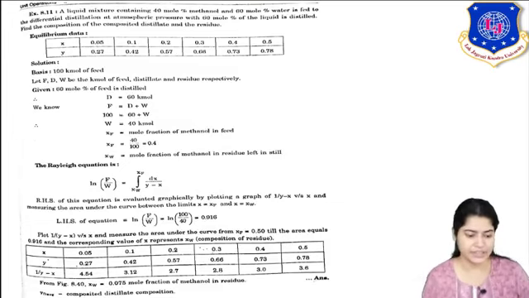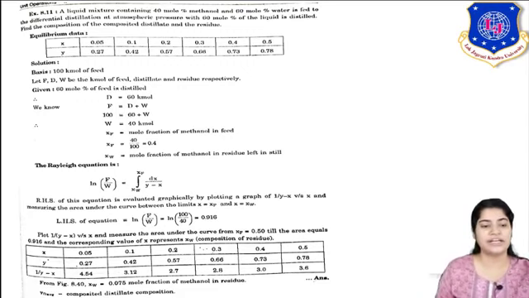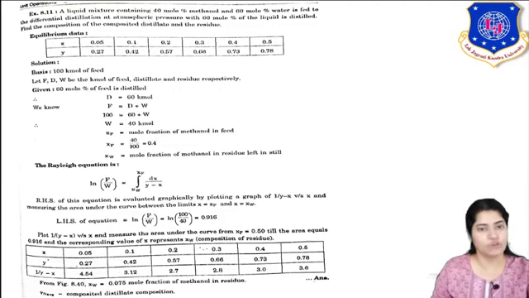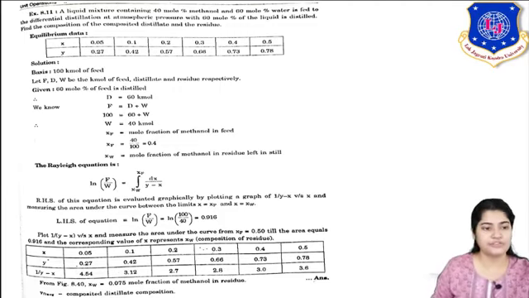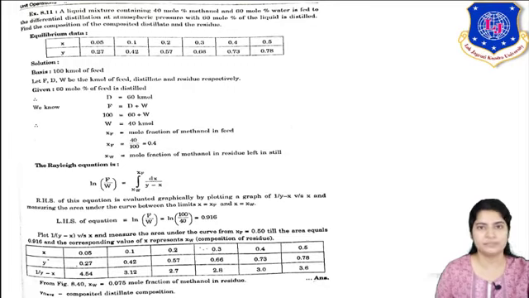Let's take an example here. How to solve it? What is your question? A liquid mixture containing 40 mole percent methanol and 60 mole percent water is fed to a differential distillation at atmospheric pressure, with 60 mole percent of the liquid distilled. Find the composition of the distillate and the residue. You have been given your feed composition, 40 mole percent methanol and 60 mole percent water. This is the feed composition.